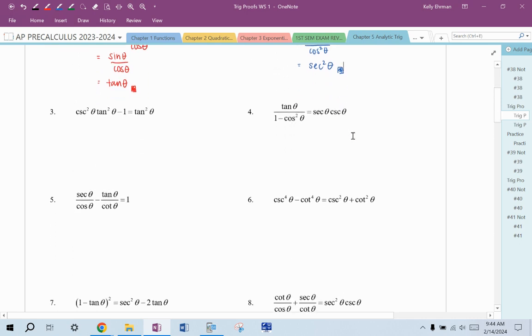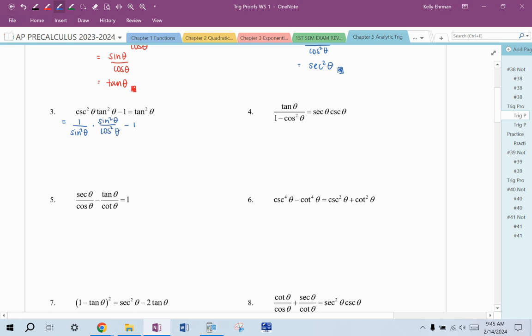For the third one, I'm going to start on the left side this time because this has more to do. I don't see any identities right off the bat because we've got some multiplication here. So let's rewrite things in terms of sines and cosines. So cosecant squared is 1 over sine squared theta. Make sure you're writing thetas for all of these. You don't get credit if it's just 1 over sine squared with no angle there. Tangent squared is sine squared theta over cosine squared theta.